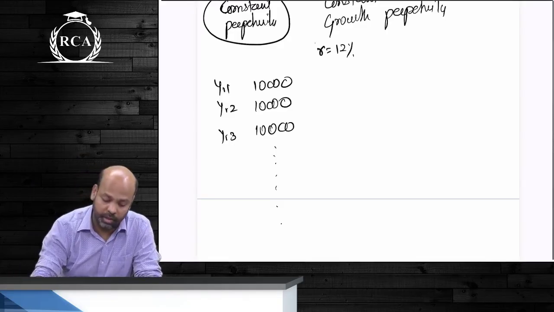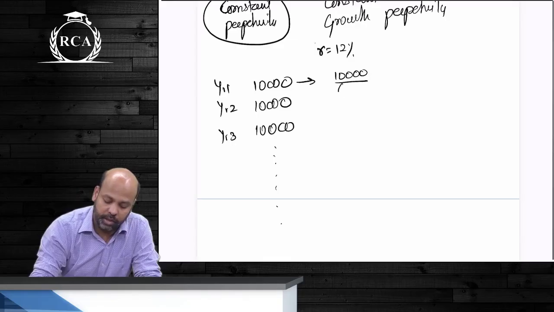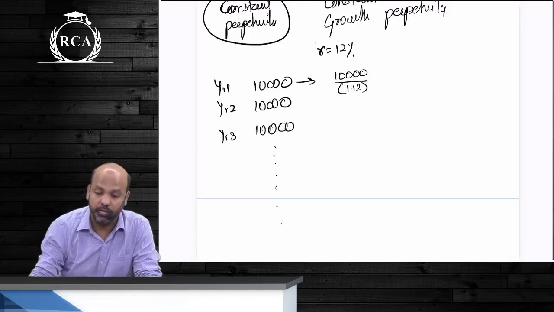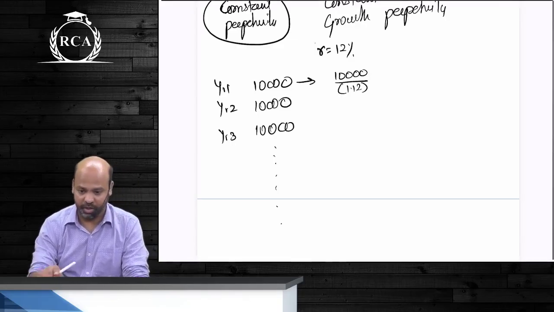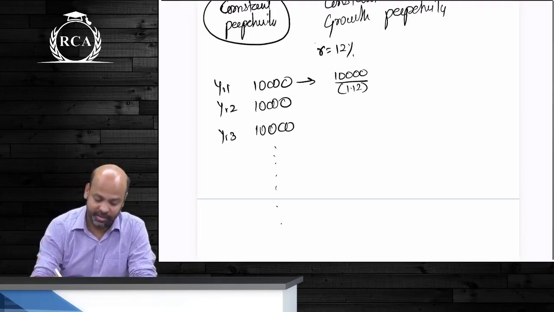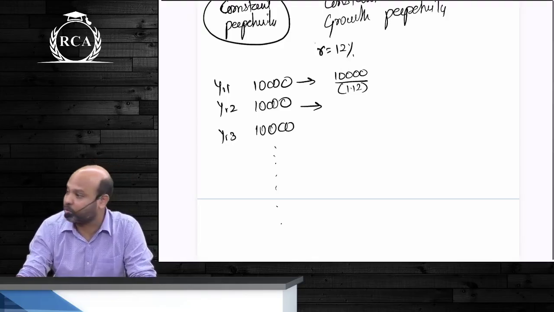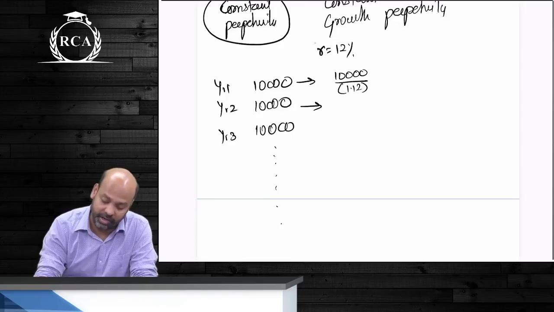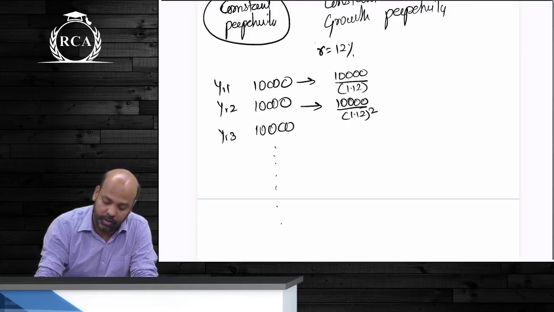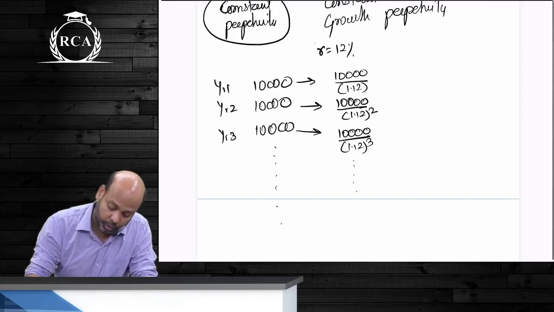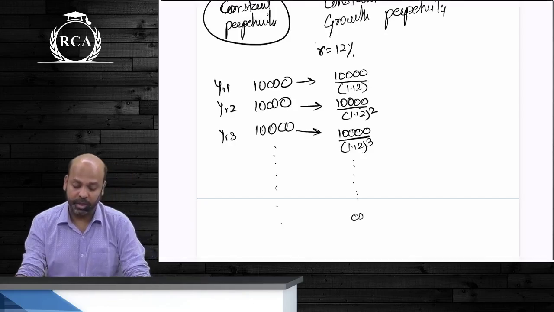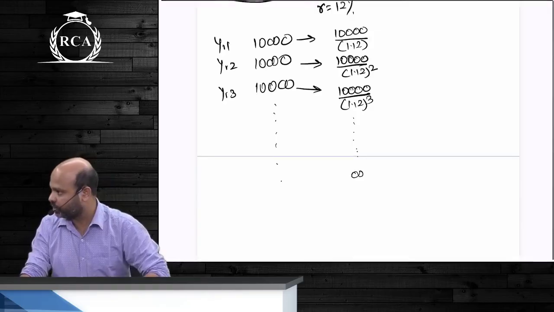The present value of the first 10,000 would be 10,000 divided by 1.12. What will be the present value of the second 10,000? 10,000 divided by 1.12 whole square. The third 10,000 will have a present value of 10,000 divided by 1.12 whole cube. This is going on forever, beta. Remember, this will be till infinity.